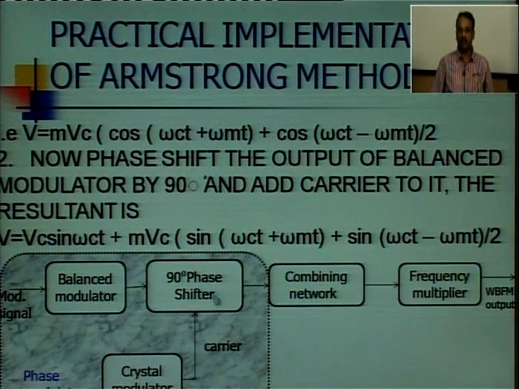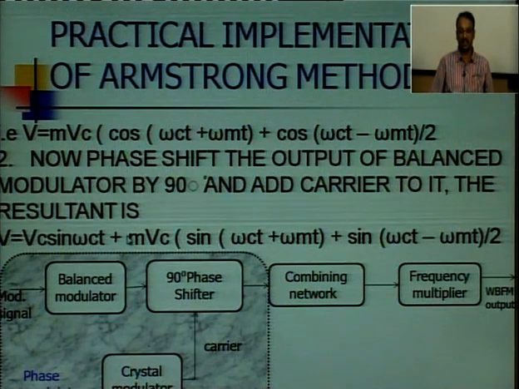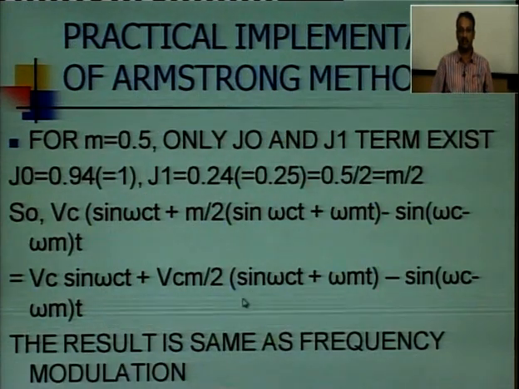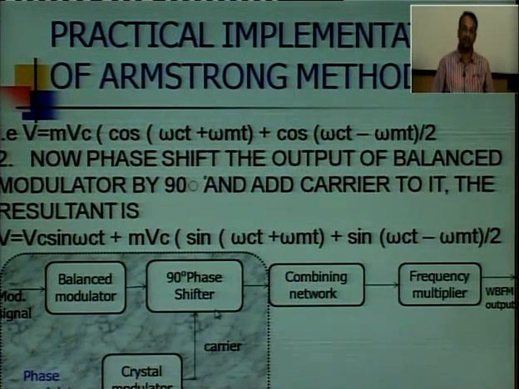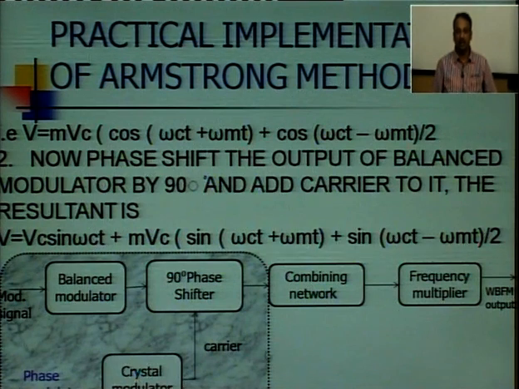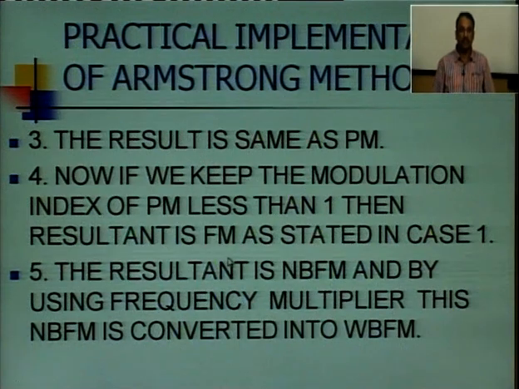This output is passed through a 90-degree phase shifter and a carrier is added to it. So, we get V is equal to Vc sin omega Ct plus m Vc by 2 [sin (omega c plus omega m)t plus sin (omega c minus omega m)t]. This is the same equation we got already. So, by this combination, that is a balance modulator plus a 90-degree phase shifter and a carrier added to it, we get the same equation as we get from the phase modulation. The result is same as PM, phase modulation.